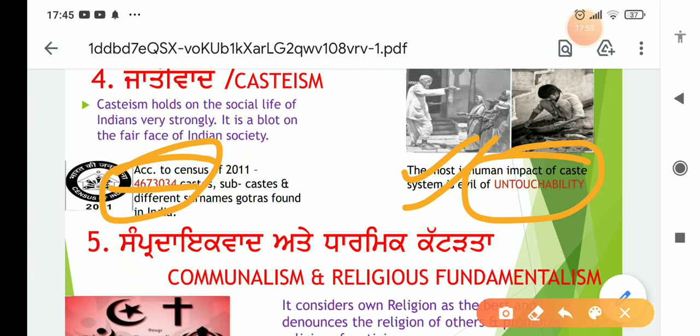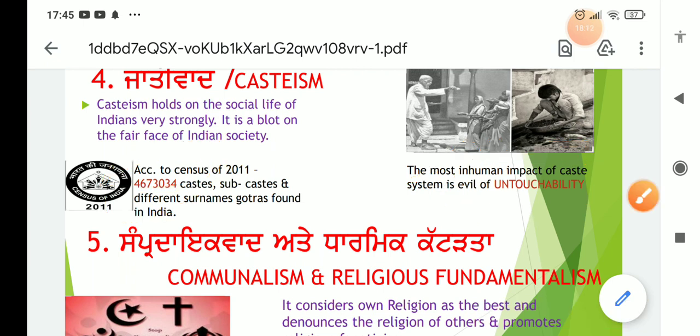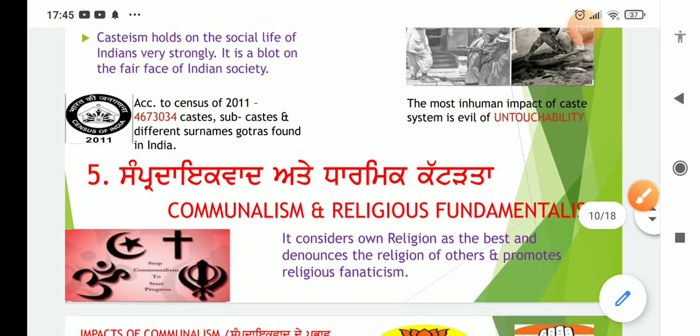So casteism, JP says, Jayaprakash Narayan, caste itself is a party in Indian democracy, and still we follow the caste system, that is a blot on us. It is one of the biggest problems.